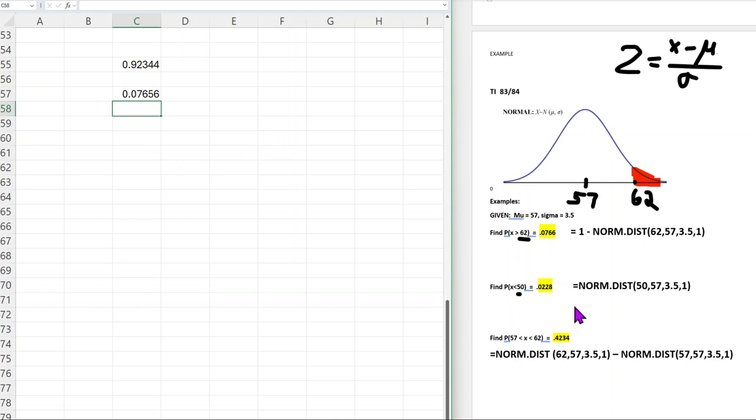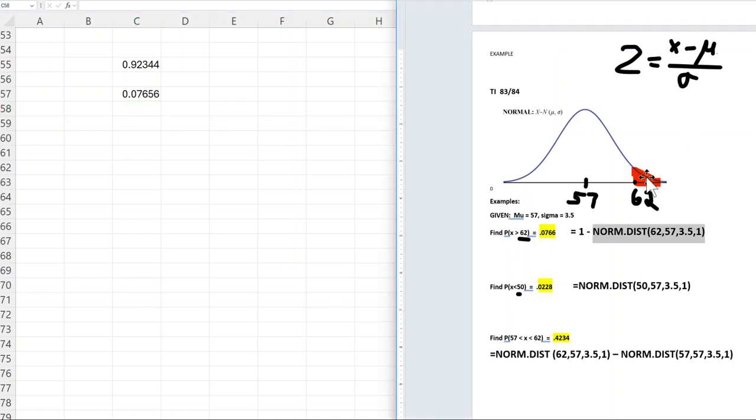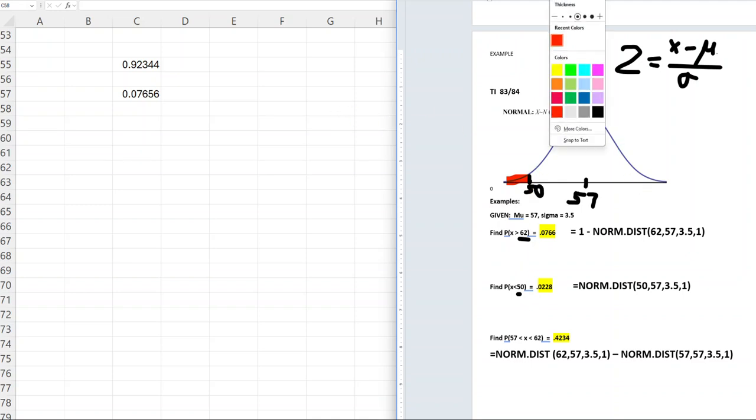If I want to find less than 50, 50 becomes my x. 57 stays, and I am now looking at 50. 50 is over here someplace, this mark 50. And now I am looking for this little teeny area right there. I know it's going to be small because I want less than. If I want greater than 50, I know it's going to be a pretty large number.